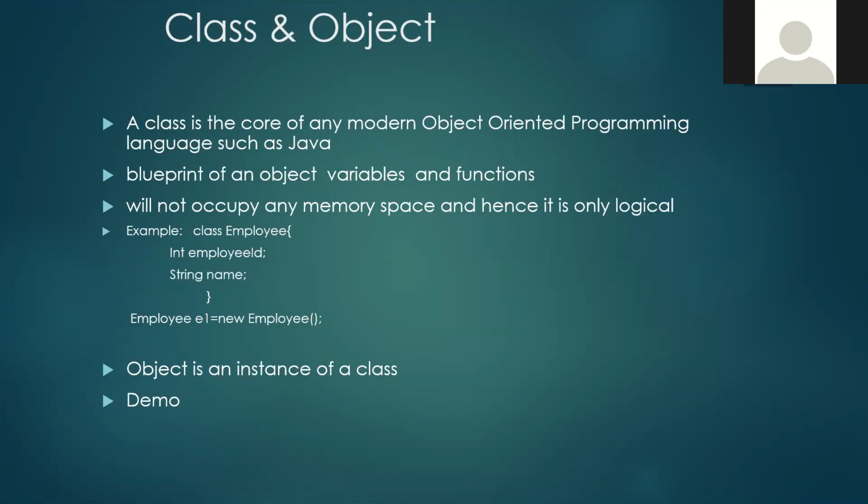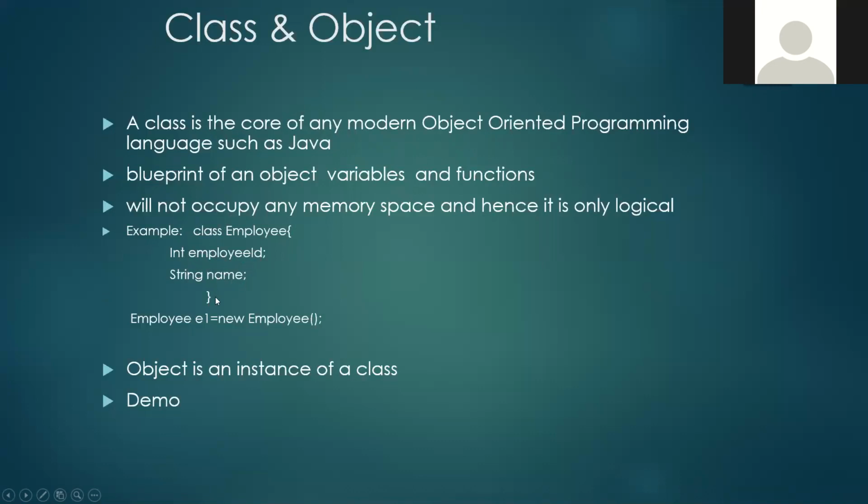So class, this is the core of any modern object-oriented programming language such as Java, C#. So it's the blueprint of an object that will contain variables for storing data and functions for performing operations on these data. Whenever you define any class, so I have given an example over here, you can see, class employee, and I have created two instance variables of type integer and string.